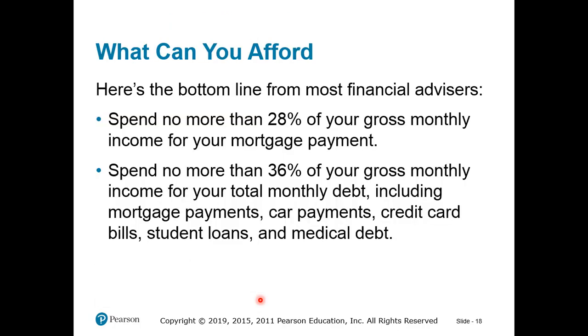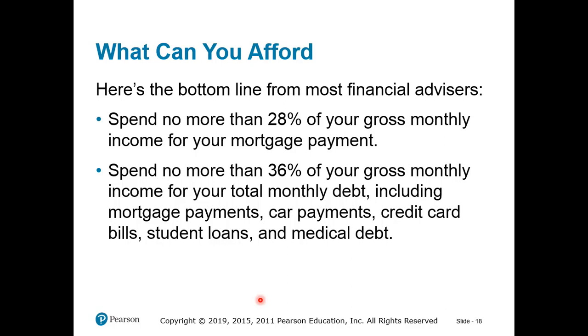Now, one of the biggest questions is, what house can I afford? How much of a house can I afford? Here's the bottom line for most financial advisors. You do not want to spend more than 28% of your gross monthly income. I've heard 25%, but it's definitely no more than 28% of your gross monthly income for your mortgage payment. So if you take 28% of your gross monthly income, you do not want a mortgage payment larger than that.